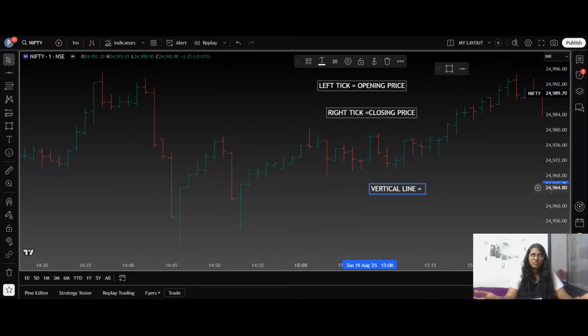And I'm actually not fond of using many candlestick patterns, but for the sake of these classes, I'm doing that. So the vertical line is the price range in which this is acting. Okay.